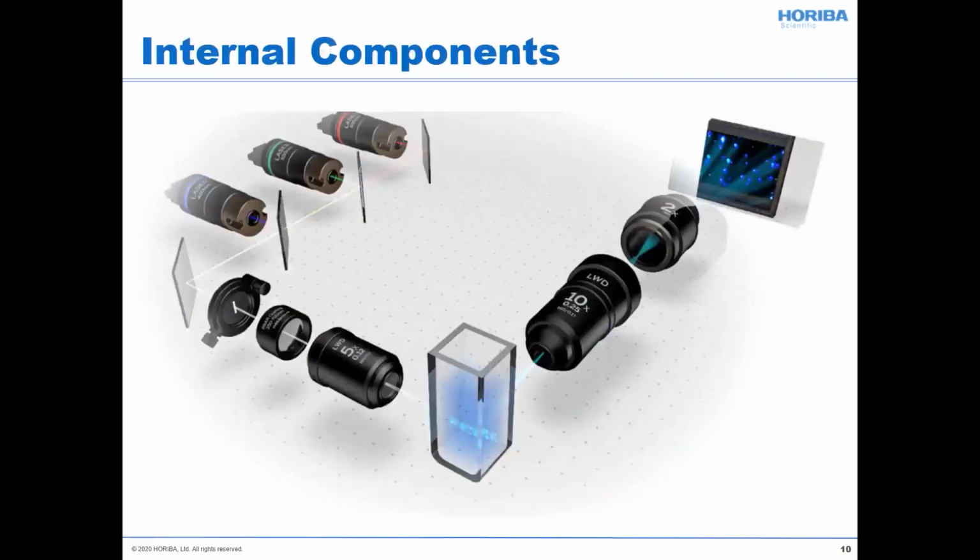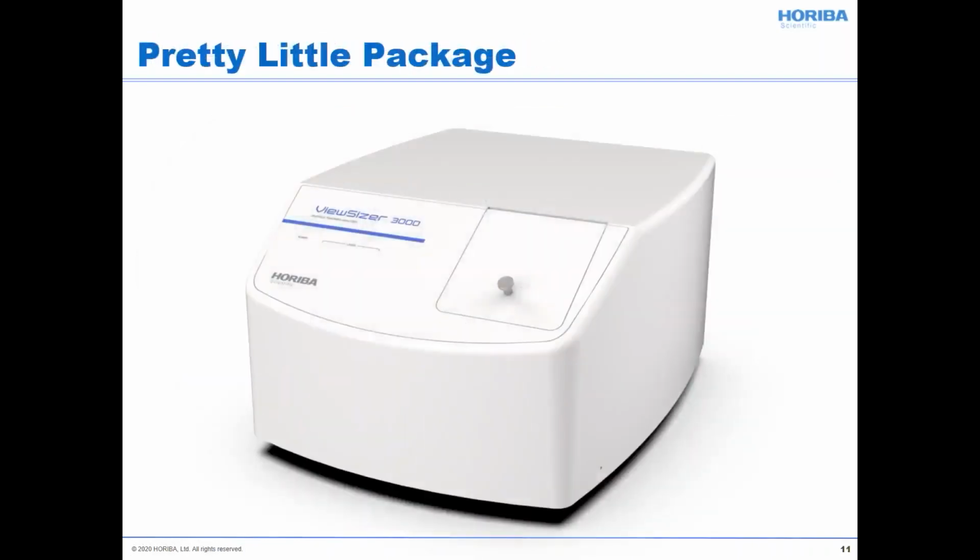The internal layout is shown here. On the left side, you see 3 different lasers, red, green, and blue. They bounce off a mirror through a slit, some focusing optics into the sample, which is a square cuvette. You have the particles, and then moving along the right side towards the back, you have another focusing objective, and eventually a detector on the video camera, which tracks the scattering from the particles as they move about. A nice little package.